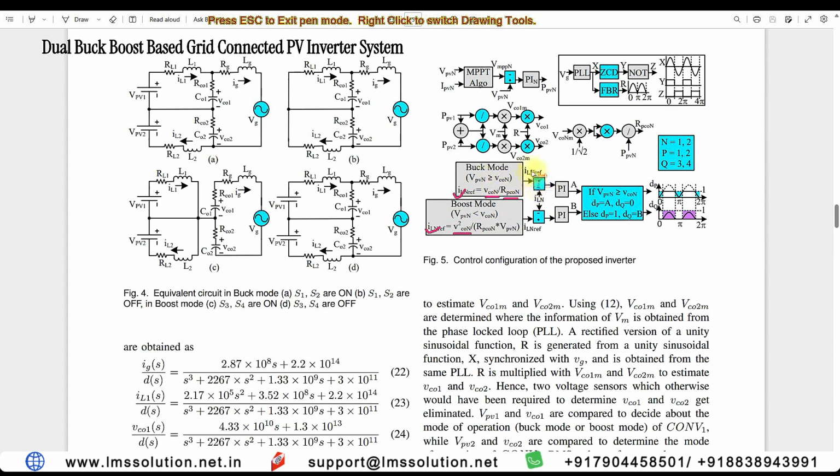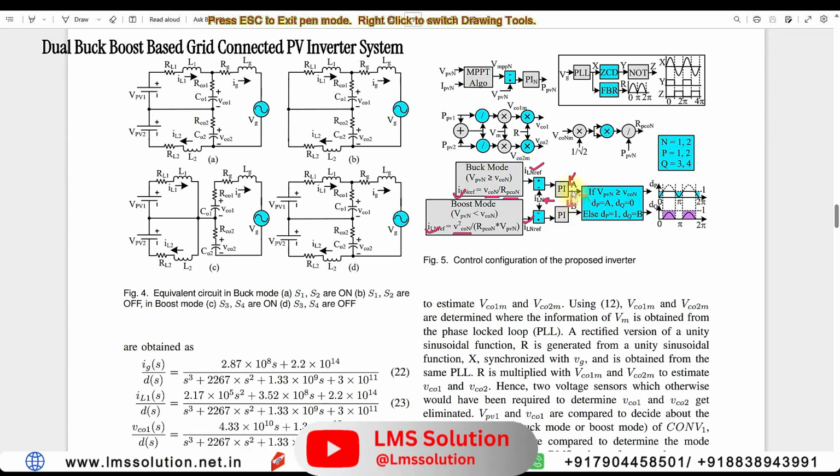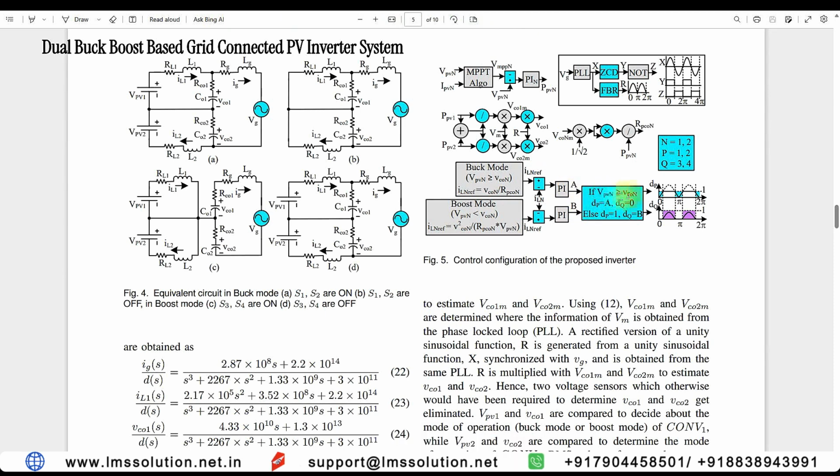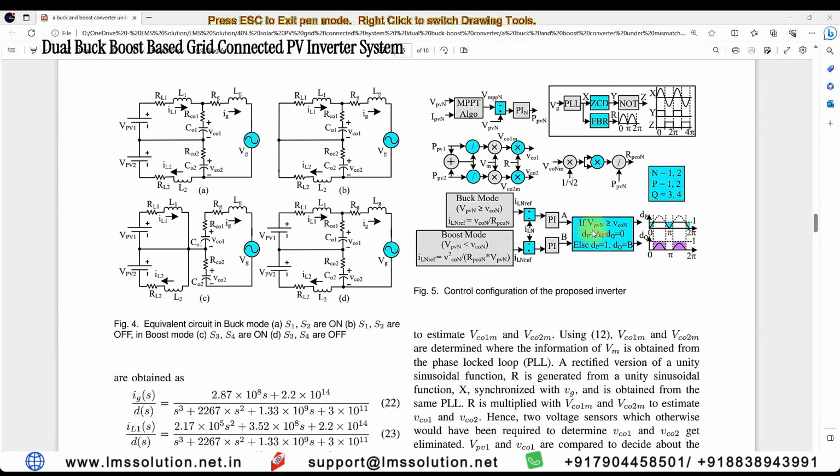And then after we get the IL reference, that is going to be compared with the ILM, and again we process it with a PI controller, and then the PI controller output is going to be considered as A and B. Based upon that, again we are going to check the condition VPN against VCON. If VPN is greater than or equal to VCON, then the duty cycle dB equals A and dq equals 0. Otherwise dB equals 1 and dq equals 0. Based upon them, you have to generate the PWM signals for dB and dq.